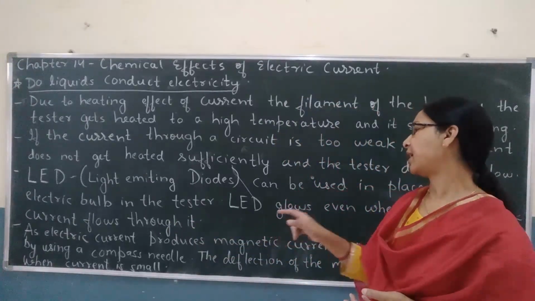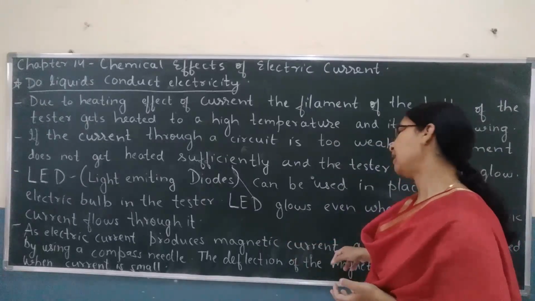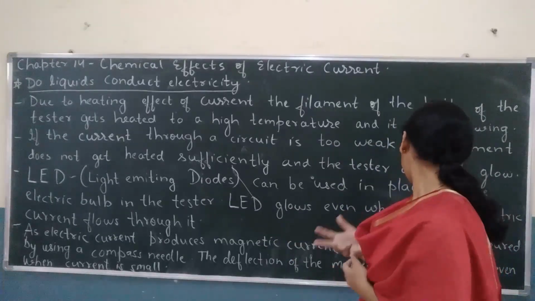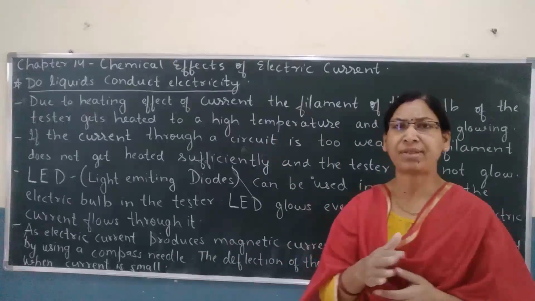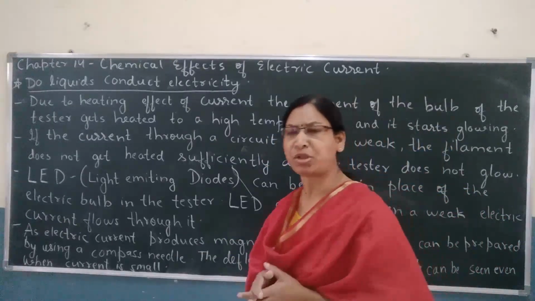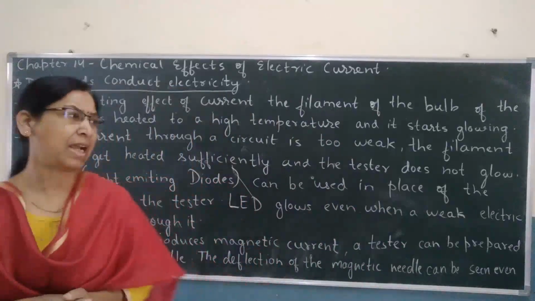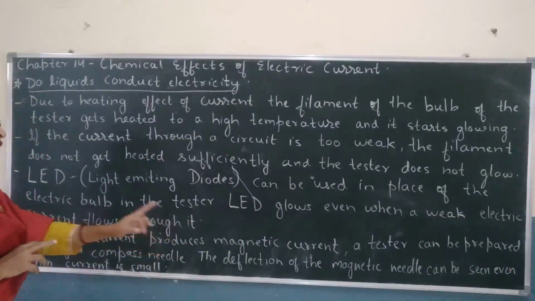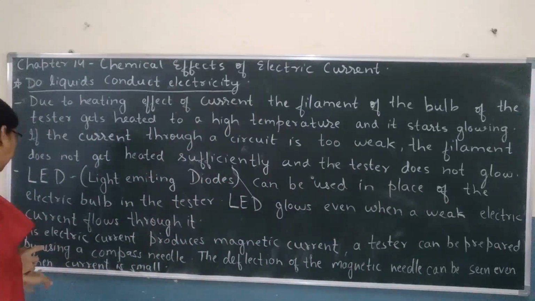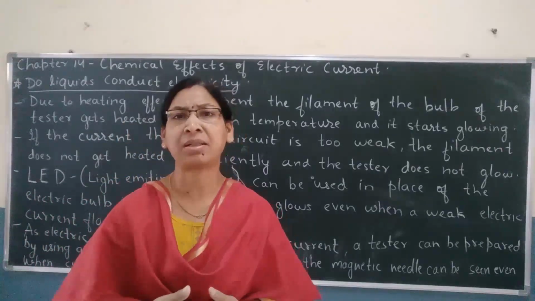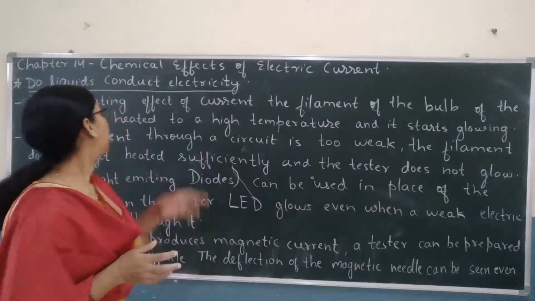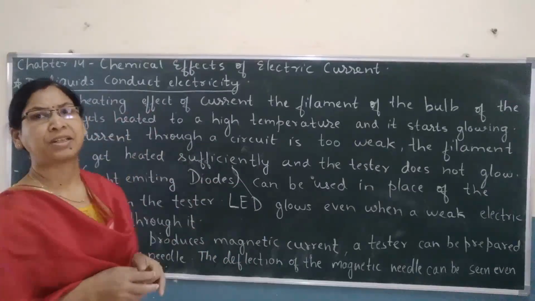Now, as electric current produces a magnetic effect also, a tester can be prepared by using a compass needle. You might have seen the compass needle always points in the north and south direction. The deflection of the magnetic needle can be seen even when the current is too small. So this is how we can test whether liquids conduct electricity.